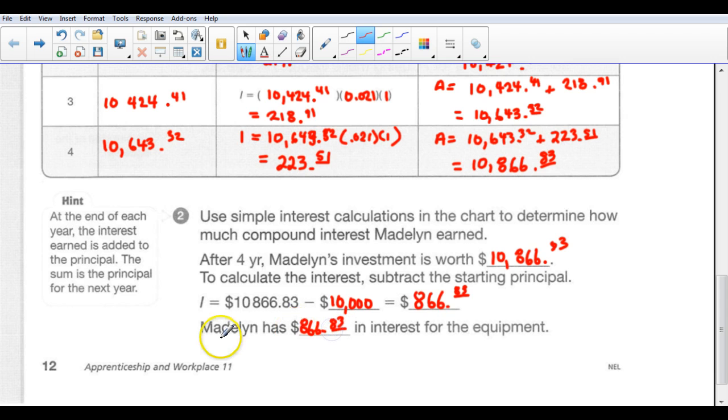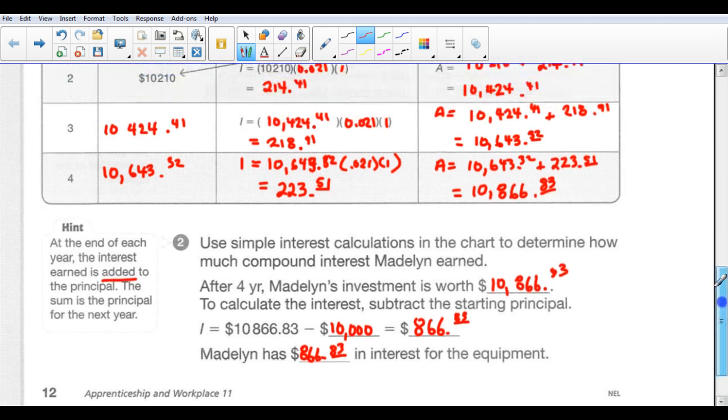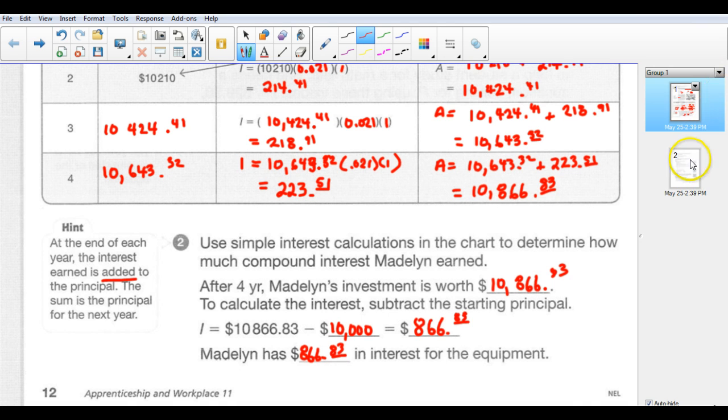$866.83 was the interest. Okay, so at the end of each year, the interest earned is added, very important, is added to the principal. The sum is the principal for the next year, and you can see that we transferred or carried this number over to here. Okay, this number here over to here. That's using simple interest. Like I said, there's got to be an easier way.